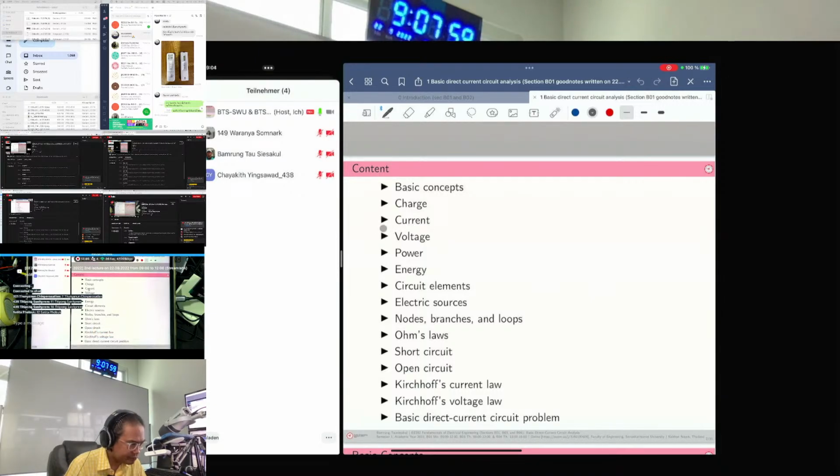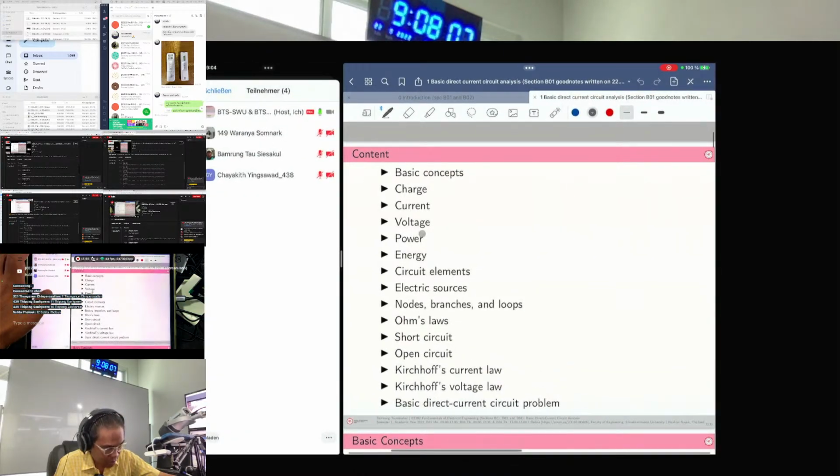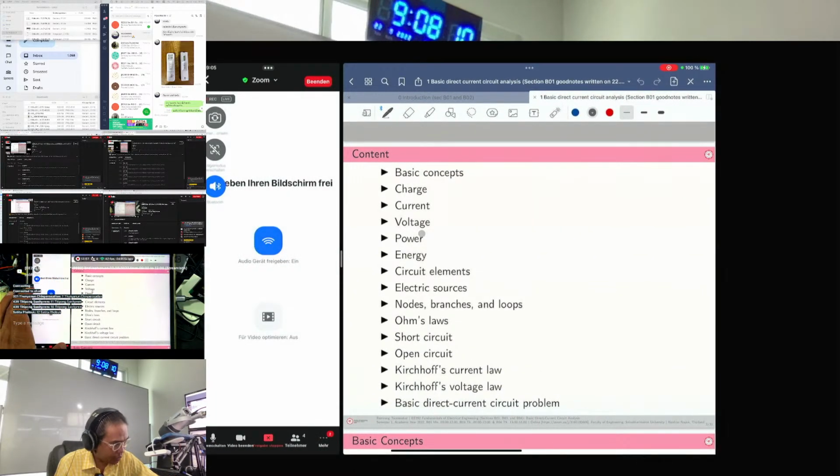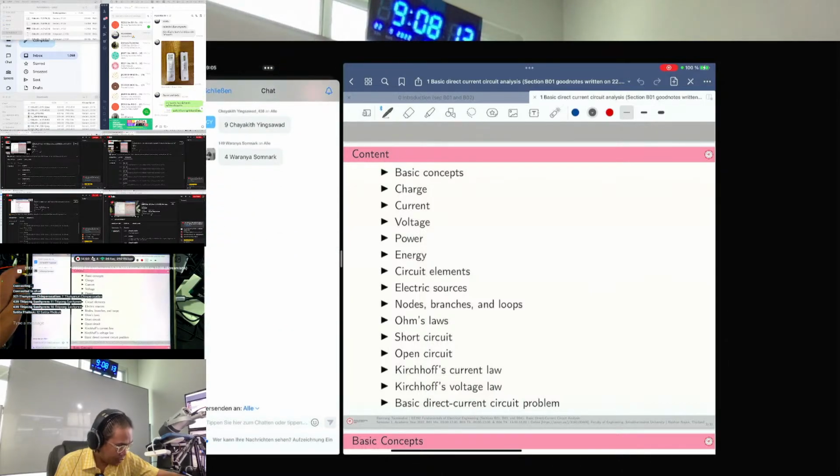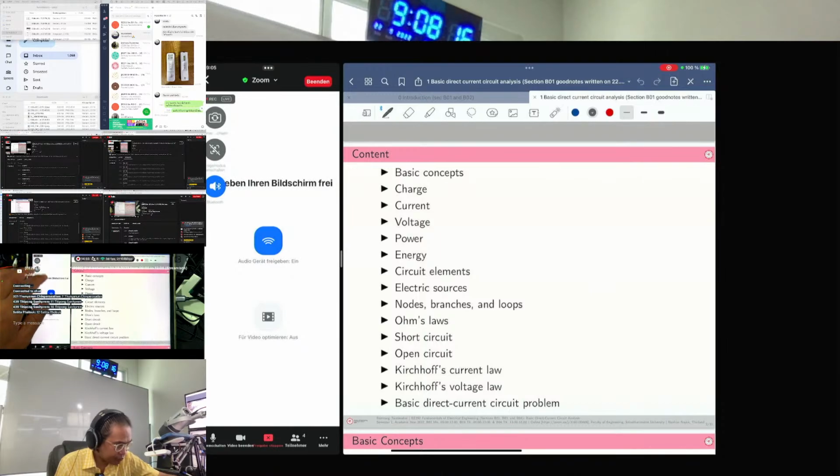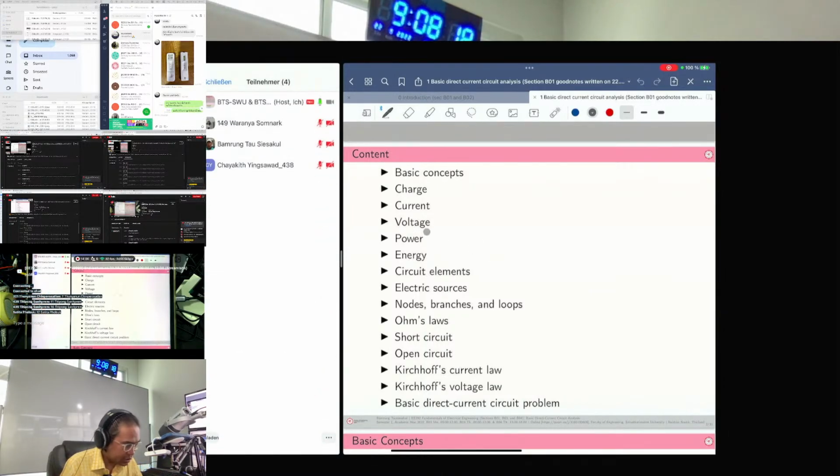The next one is the voltage, which was named after Alessandro Volta. These two quantities, current and voltage, will be the main things that we will try to evaluate in the whole subject here.